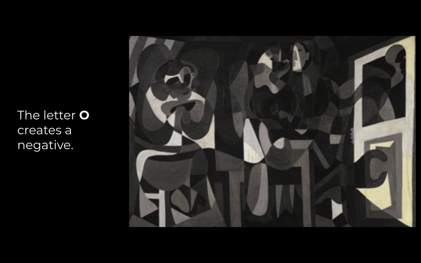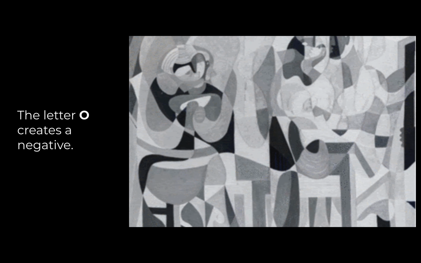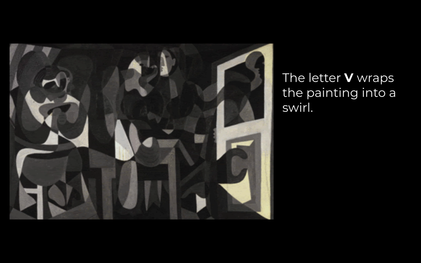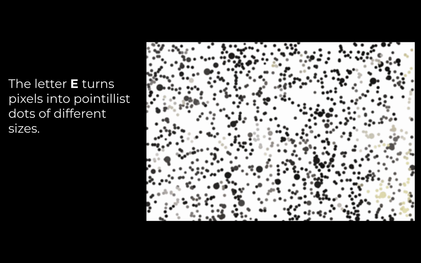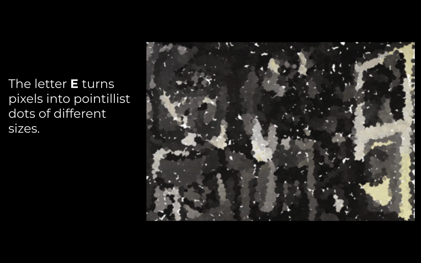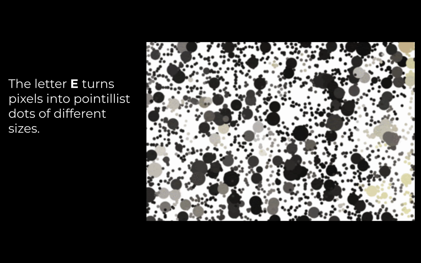In my prototype, the letter L triggers a spotlight which can be moving around the painting. The letter O creates a negative. V wraps the painting into a vortex swirl. And E toggles on the effect of pointillism.